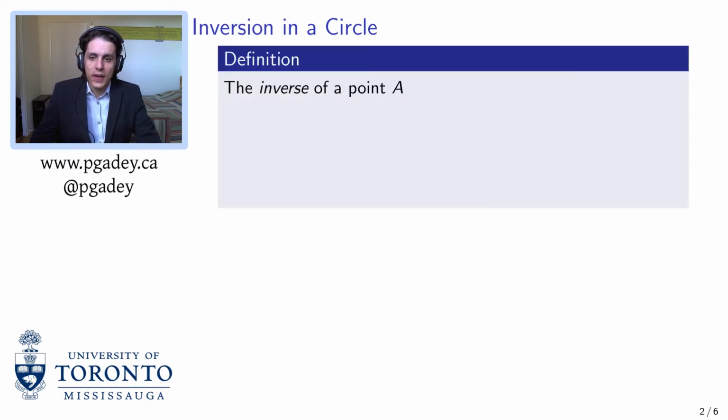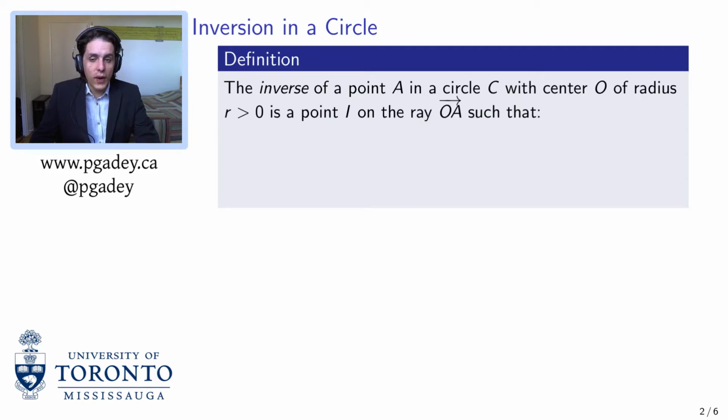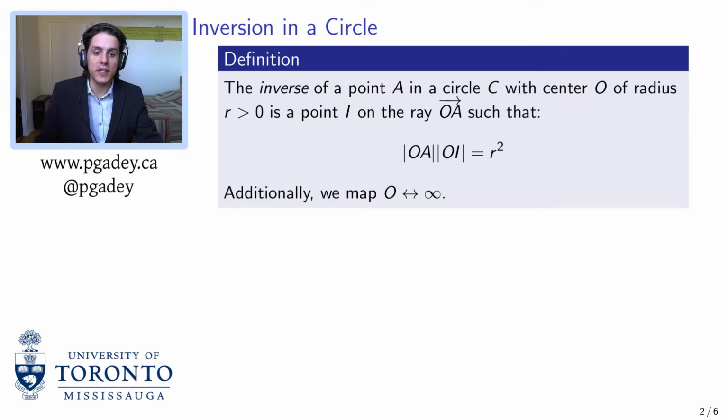So, the inverse of a point A in a circle C with center O of radius r bigger than 0 is the following. It's a point I on the ray OA such that OA times OI is r squared. Additionally, we're going to map the origin O to the points at infinity. So infinity and the origin will kind of switch places.